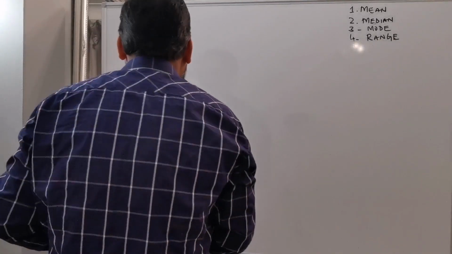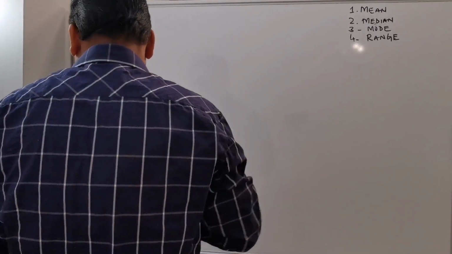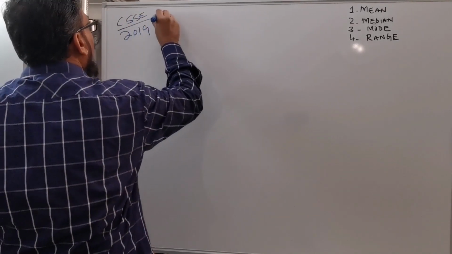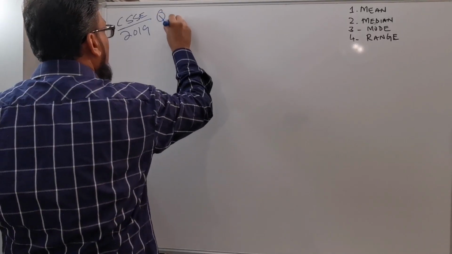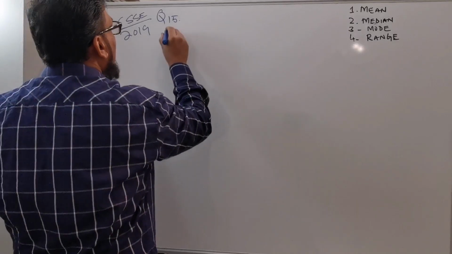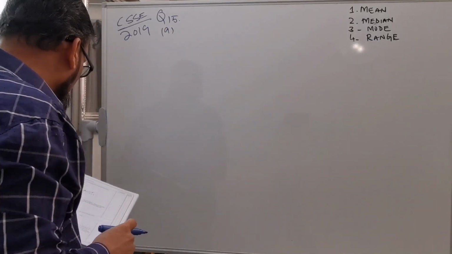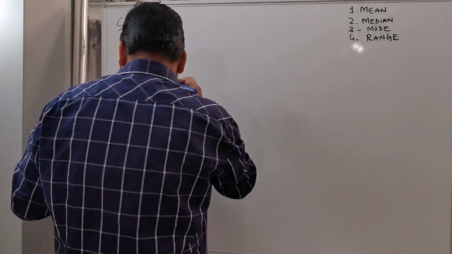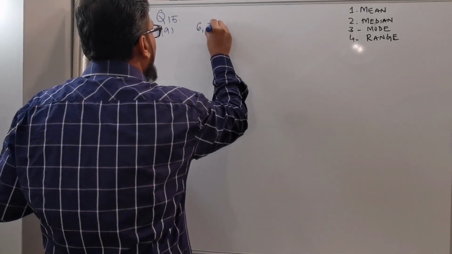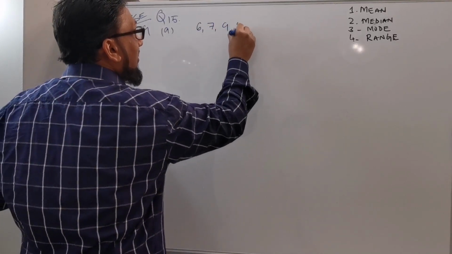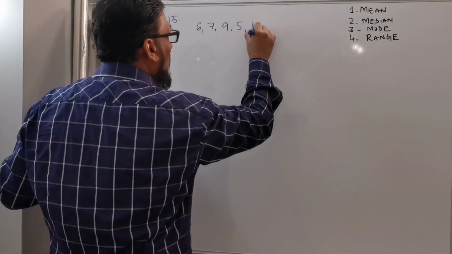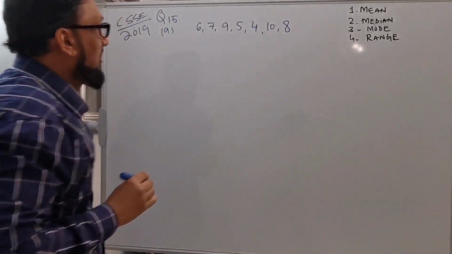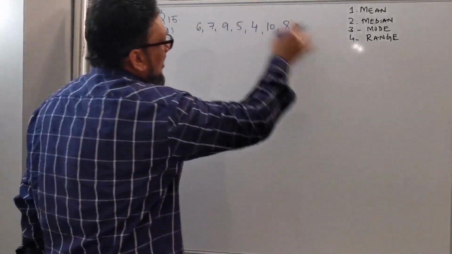So question number 15 says, (2019) question number 15, part A. There is a group of pupils, students, and their scores are 6, 7, 9, 5, 4, 10, and 8. So how many students are there?